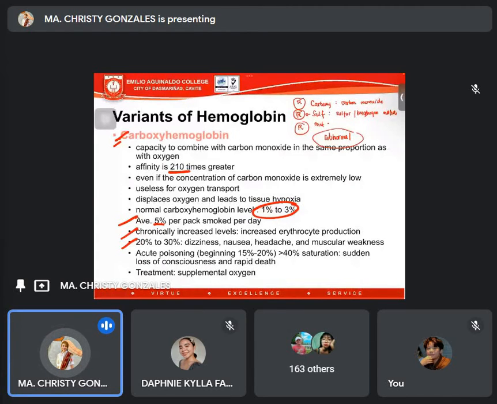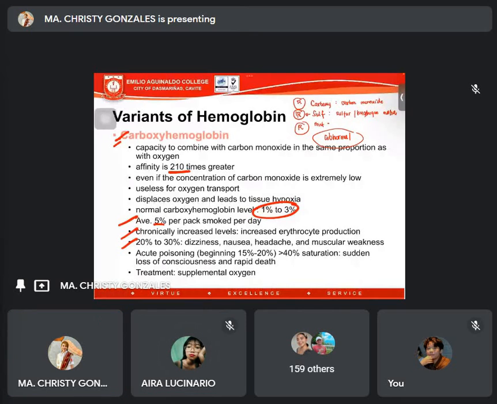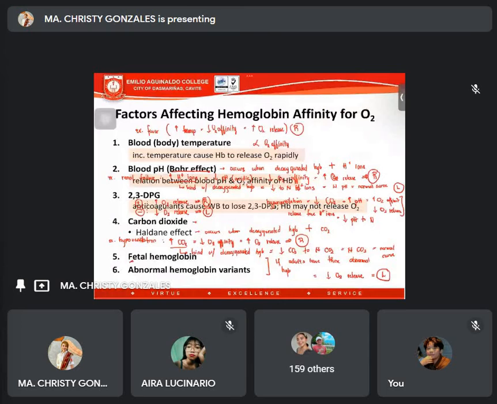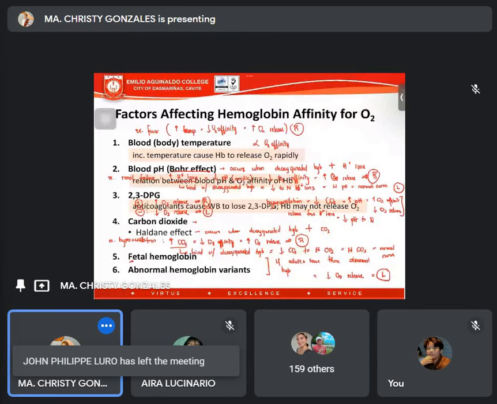So what else? What was that again, Mr. Scenario? Heme synthesis? Am I correct? Yes po. Do you have any questions with the oxygen dissociation curve? Okay. Wala na po.